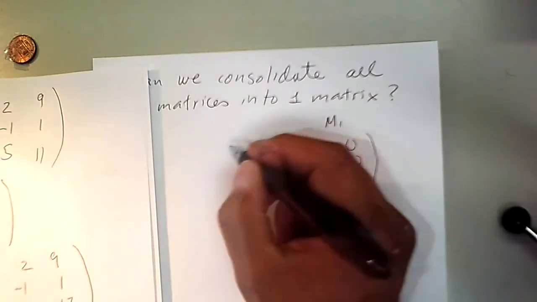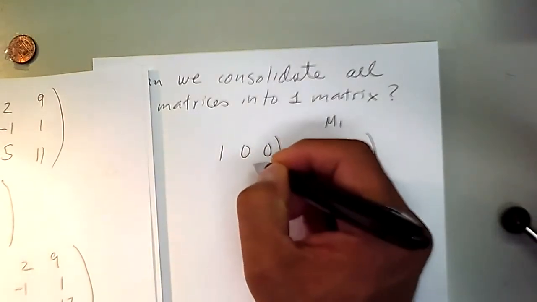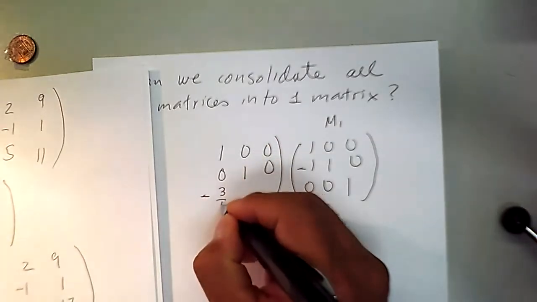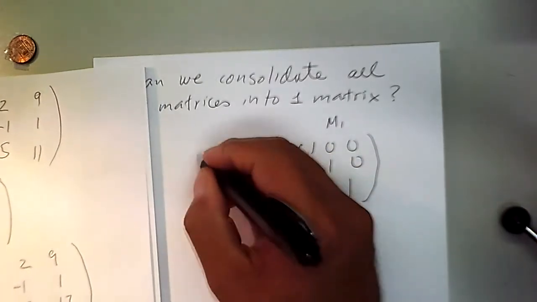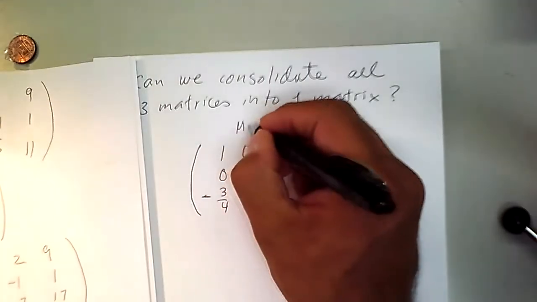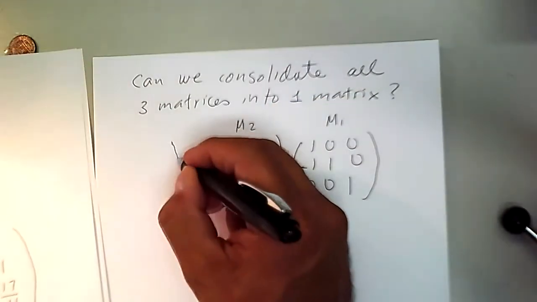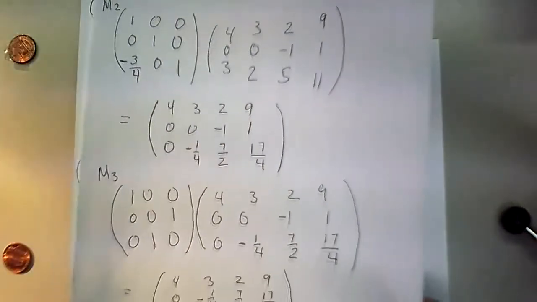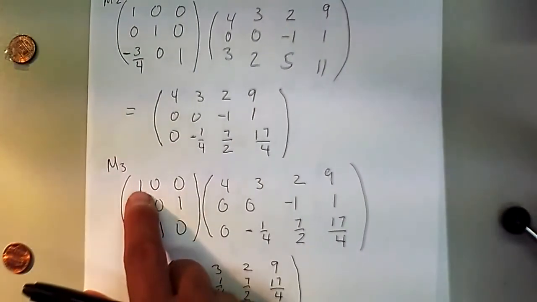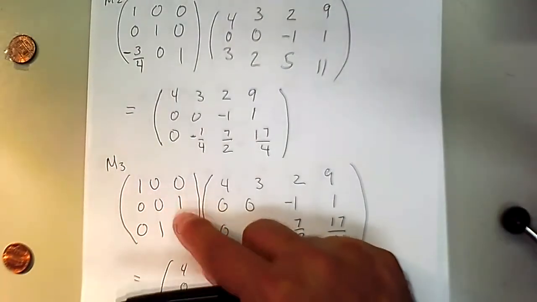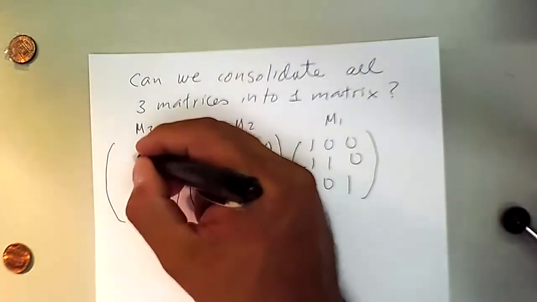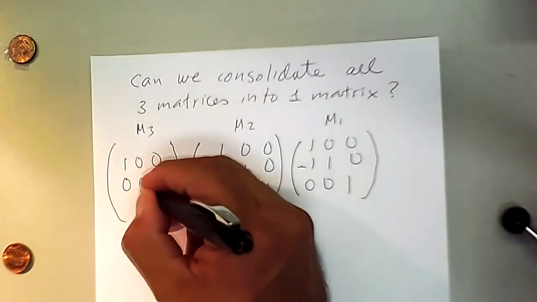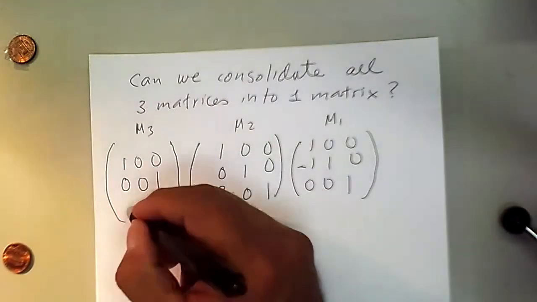So the way we multiply them is extremely, extremely super duper important. So we have 1, 0, 0, 0, 1, 0, negative 3 over 4, 0, 1. That's M2, our second matrix. And then we multiplied with M3. And remember, M3, we're still under the same example, is this one where we simply swap the second and the third row. So we have 1, 0, 0, 0, 0, 1, 0, 1, 0.